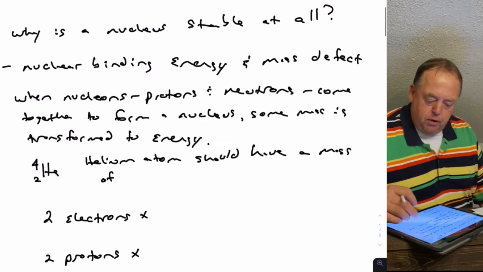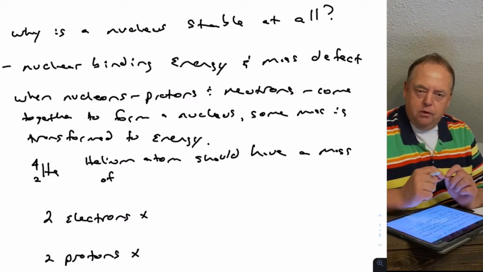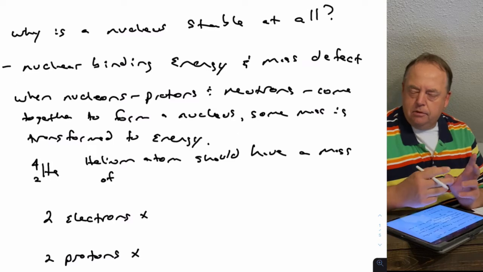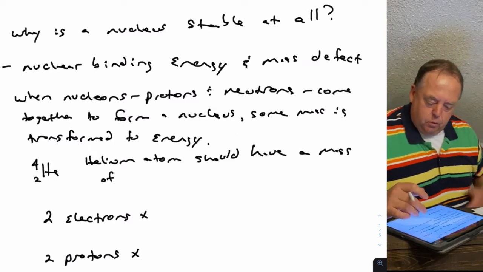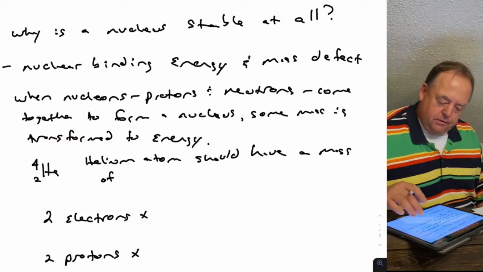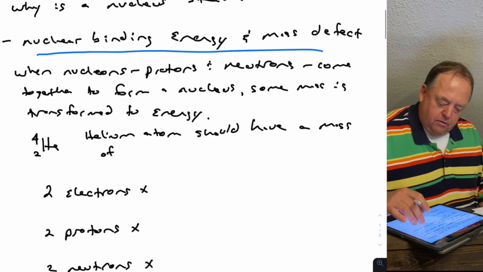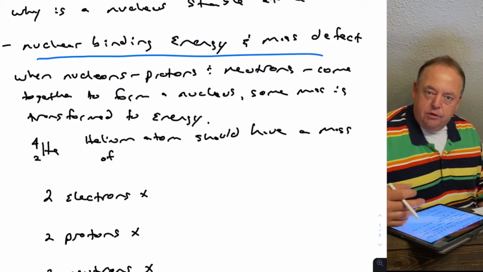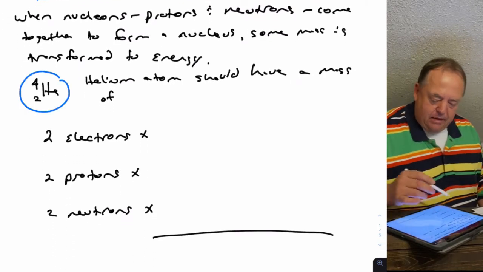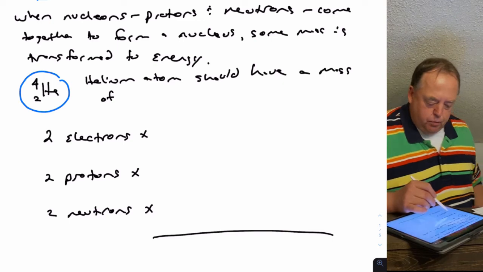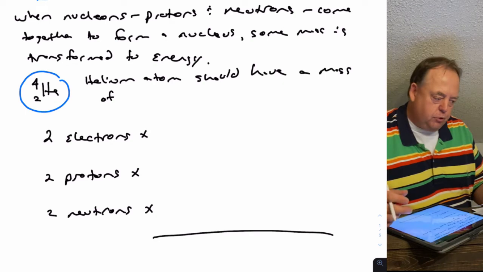And so that is true, but once they get into a really small space, really close to each other, there's actually an attraction between protons. And that's due to what's called a nuclear binding force. And so we can calculate this nuclear binding energy or nuclear binding force. If we take a helium atom as an example, helium-4 has 2 electrons, 2 protons, 2 neutrons.